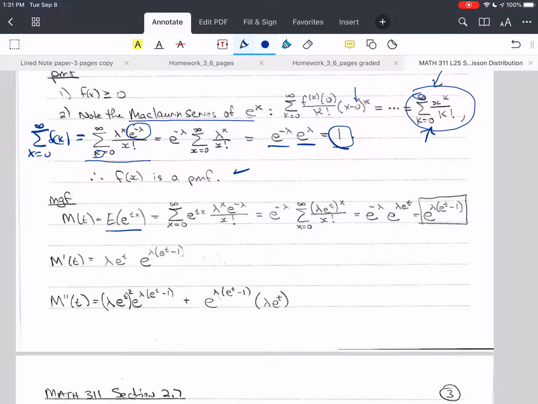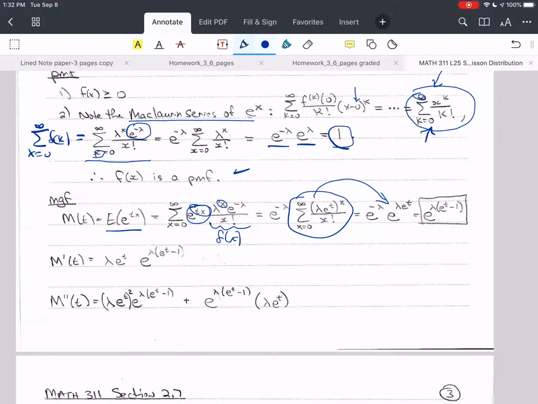Now let's look at the moment generating function. The expected value of e to the tx is the sum of e to the tx times f of x. Again, we pull the e to the negative lambda out. We want this raised to the x, and we put them together, and we end up with lambda e to the t, raised to the x power, over x factorial. This turns out to be e raised to the lambda e to the t. Combining the exponents, we have e raised to the lambda times (e to the t minus 1).